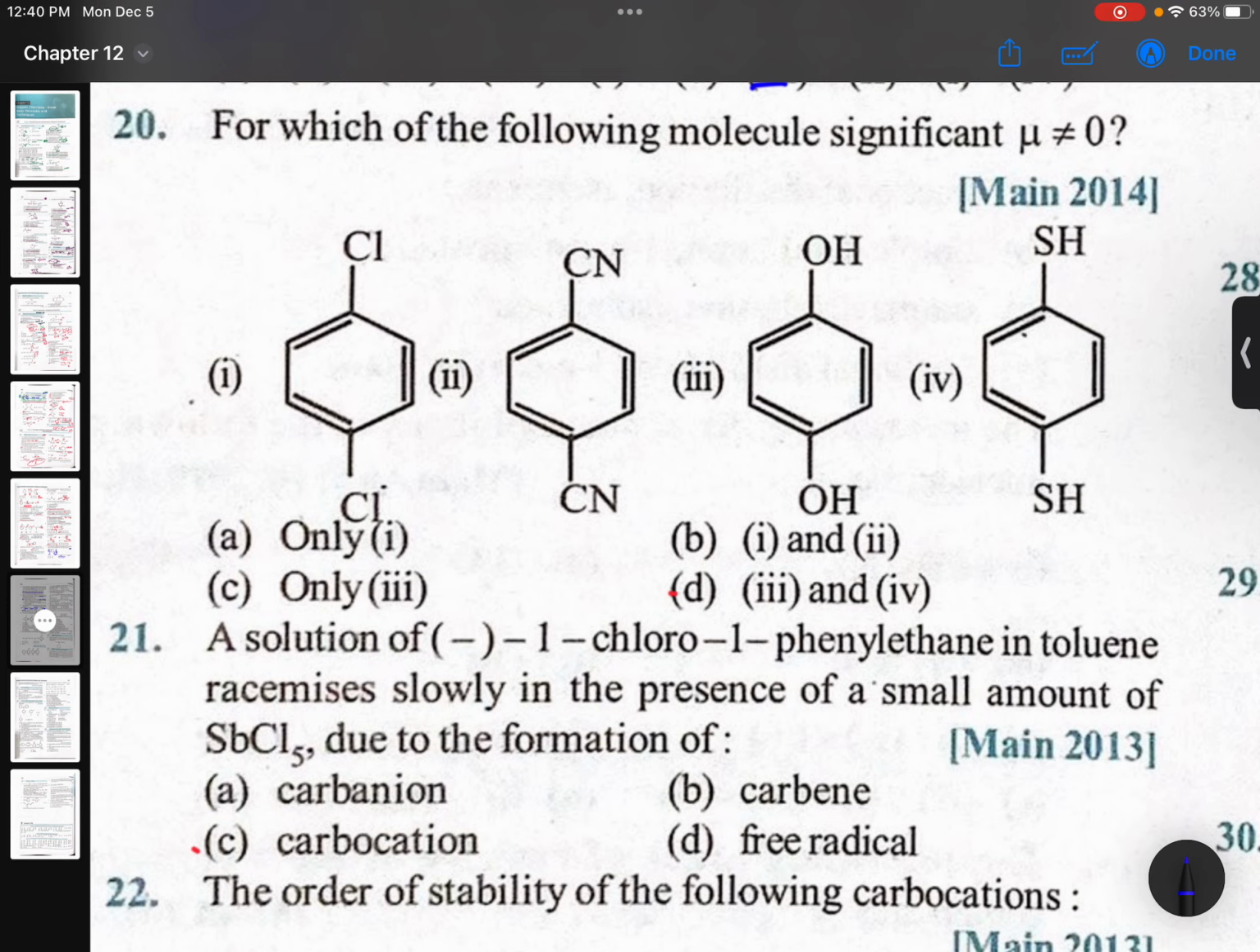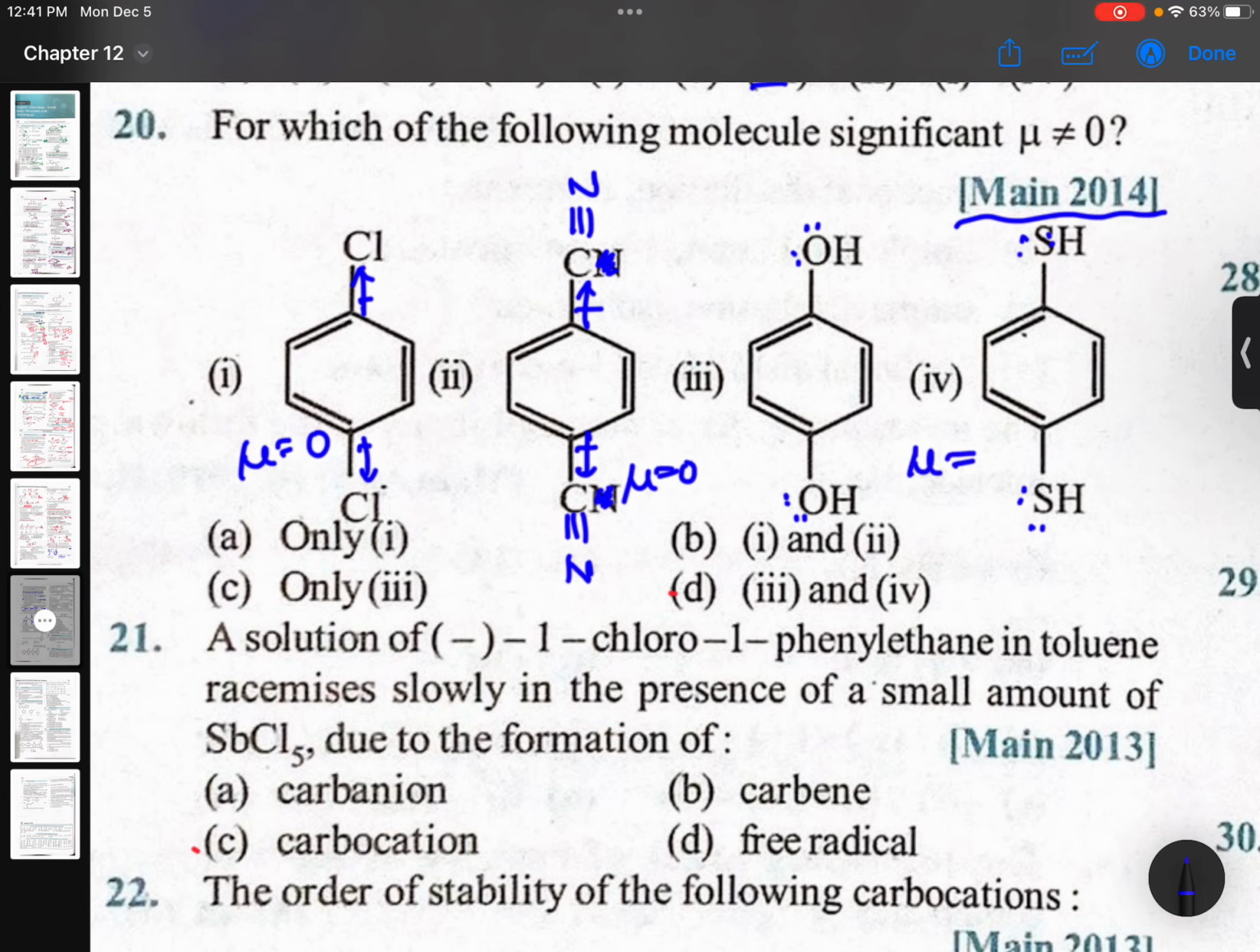For which of the following molecules is the significant dipole moment mu not equal to 0? Mains 2014. See, this is C triple bond N type, and this is also triple bond N type. So the dipole moment will be working like this, and mu is equal to 0, exactly opposite. Here the oxygen is having two lone pairs, and this oxygen is also having two lone pairs. So they cannot cancel each other in these two cases. Because of that, in these two cases mu is not equal to 0.